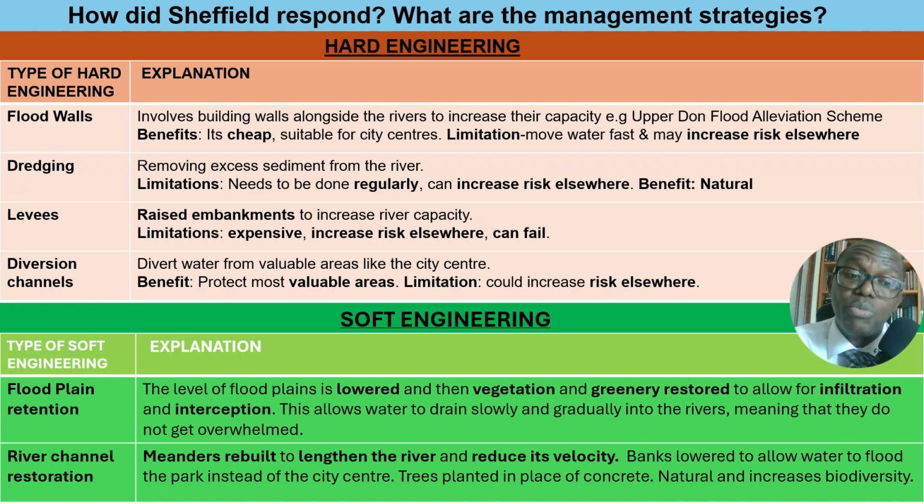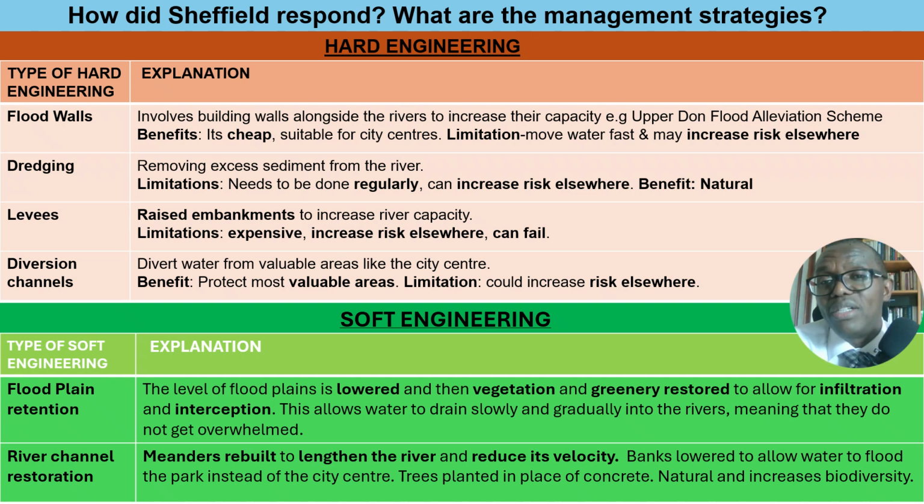or in this case, because it's Sheffield with several rivers, the rivers. In so doing, you are decreasing the risk of flooding, and you're doing it in a natural way, because you're also restoring some kind of vegetation and beauty, beautifying the area, because there are trees and so on. Okay, so the second one is river channel restoration.